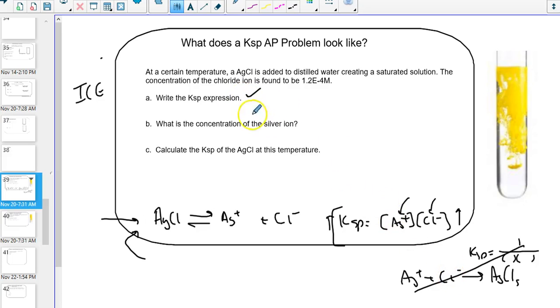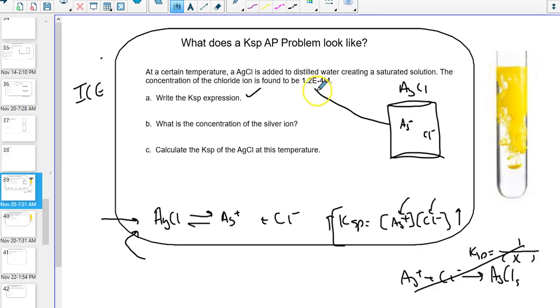What is the concentration of silver ion? Okay, so if I were to draw a little beaker of this, you'd note that as I dissolve AgCl, every time I dissolve, I get one of each. And therefore, if this is 1.24 e to the negative fourth, then the Cl is also 1.24 e to the negative fourth.